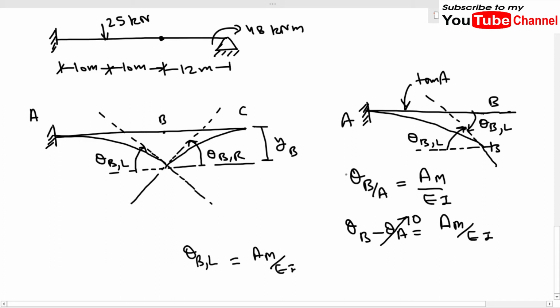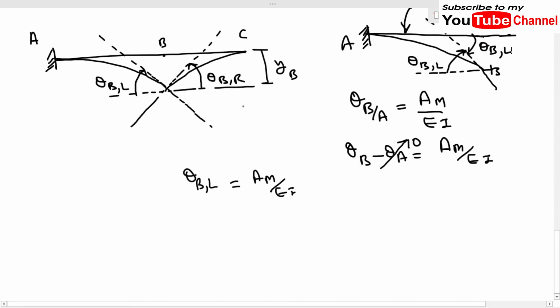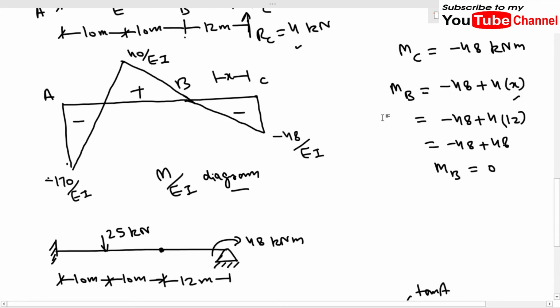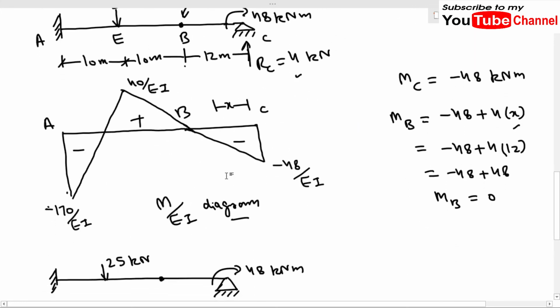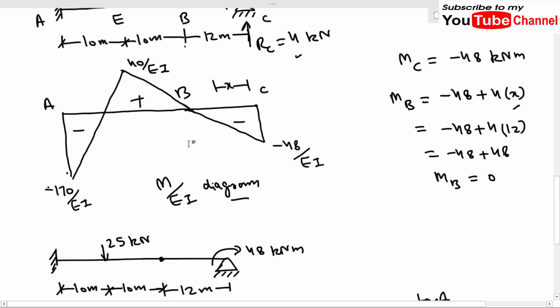So from here we can find out the value of theta BL very easily, and all we want is the area of the M by EI diagram between A and B, which we can calculate from our M by EI diagram very easily. So let us find this area.